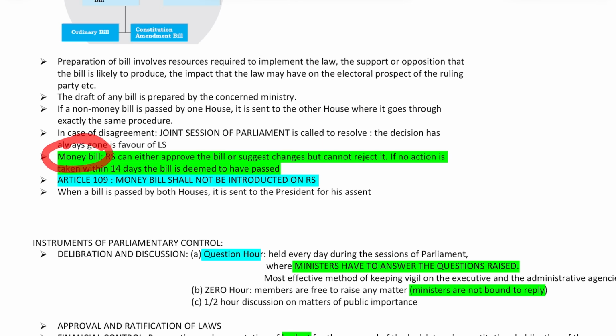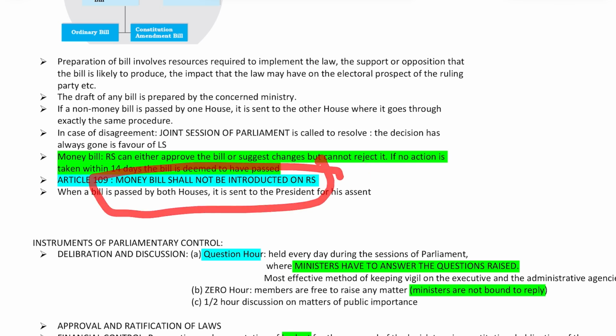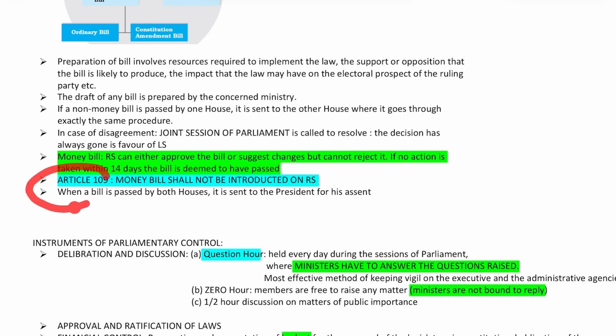In terms of the money bill, the Rajya Sabha can either approve the bill or suggest changes, but it cannot reject it. If no action is taken within 14 days, the bill is deemed to have passed. Article 109 says that the money bill shall not be introduced in the Rajya Sabha. So the budget actually can be introduced, but it cannot be voted upon. Anyways, just have a look at this article.